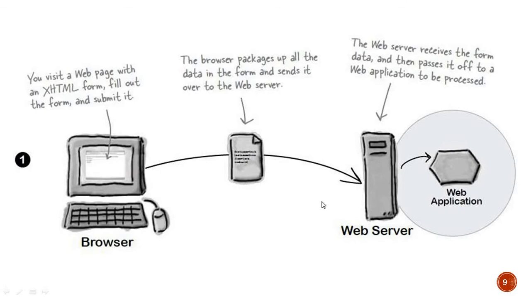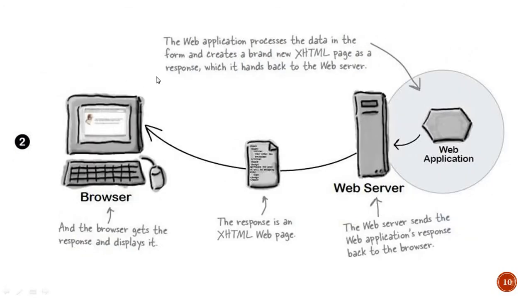Next, here is the working of a page when you send a request to the server, and how the server responds to it. First of all, you visit a web page, you fill out the form and submit it, then the browser packages all the data in the form and sends it to the web server. The web server receives the form and then passes it to the web application to be processed. After that, the browser gets the response and displays it. The web application will process the data, create a brand new page and respond to the browser.